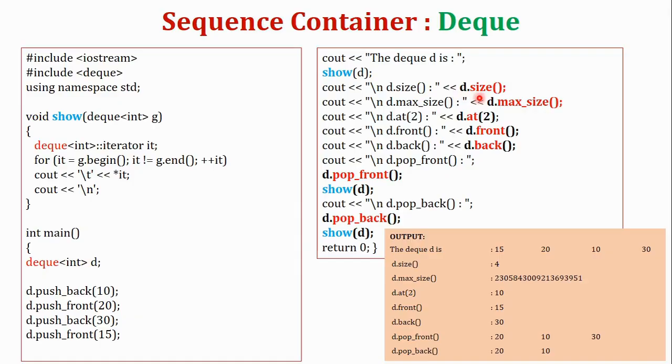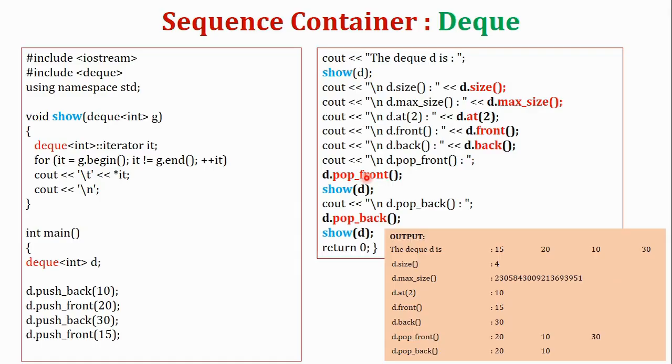Again, if you call the size, it will tell the number of elements in the DQ. How many elements? 1, 2, 3, 4. Then D dot max size will tell the maximum size here. And at 2 means what? What is the second position element? 0, 1, 2. What is the value here? 10, that will print. Then what is the front of the DQ? 15. What is the back side of the DQ? That is 30, that will print.